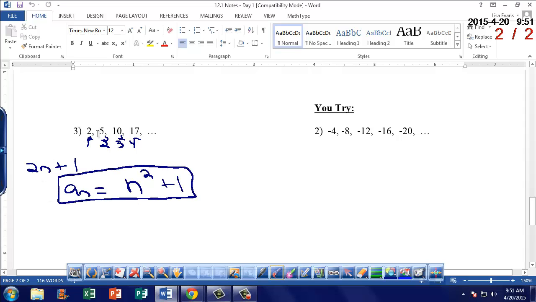What's the next term in the sequence? I need the fifth term. So plug in 5. 5 squared is 25. 25 plus 1 is 26. Okay, so that's probably the trickiest part, like I said again. So you're going to take the number 1, the number 2, the number 3, the number 4, the number 5, and you're going to say, what am I doing to each of those numbers to get the sequence above?